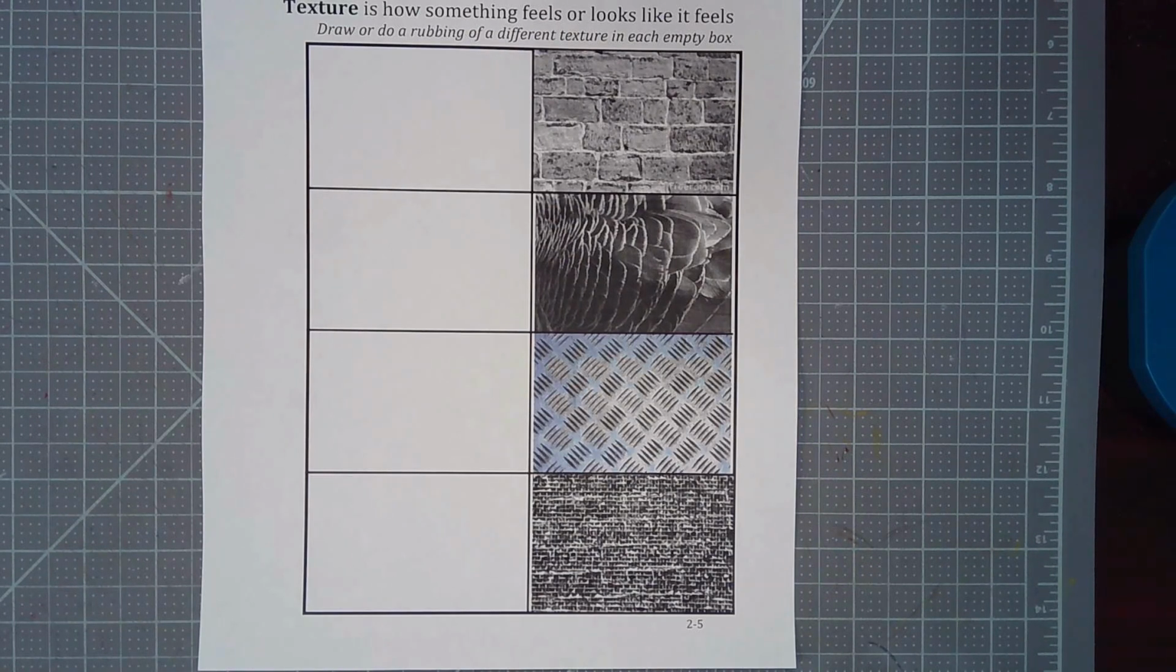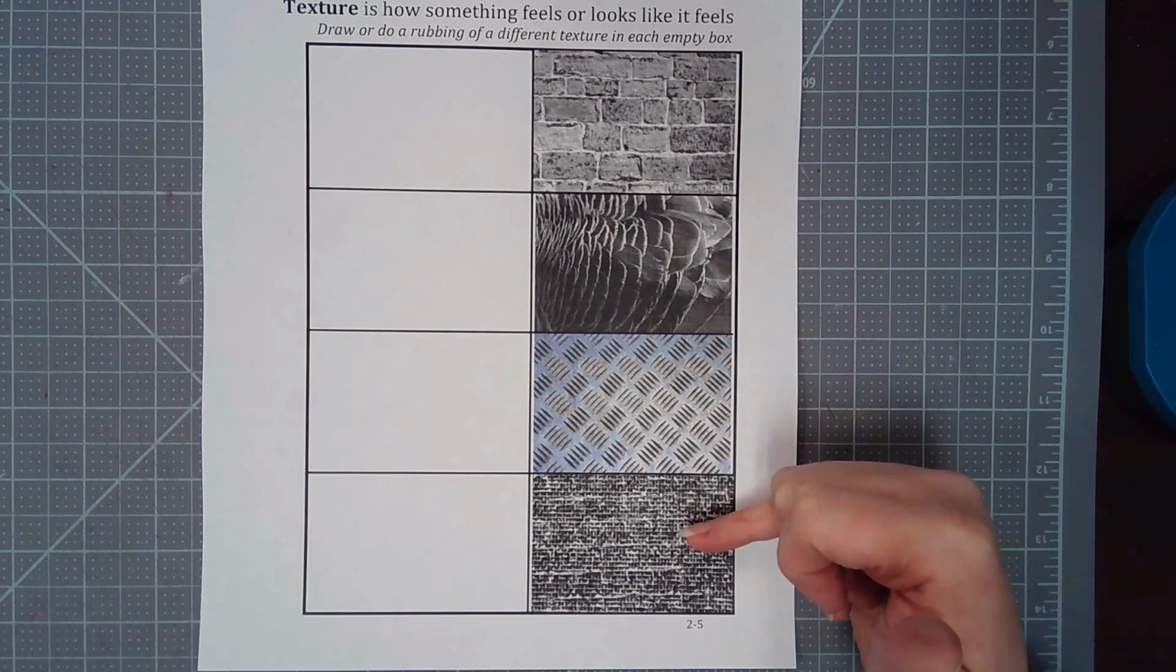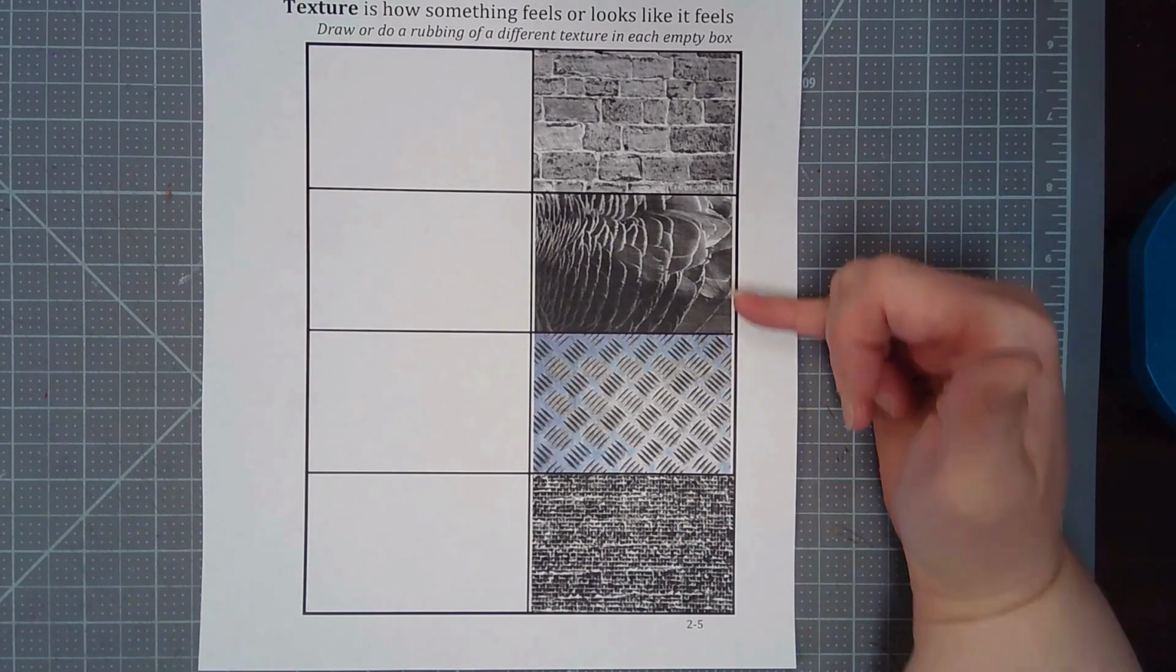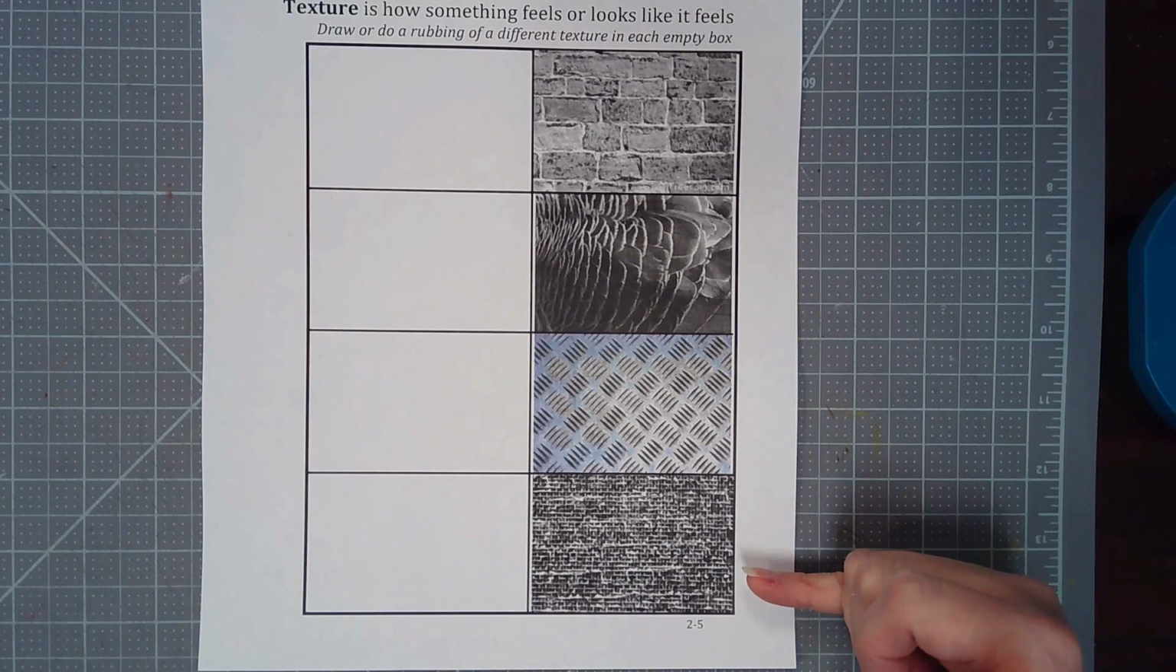To create the illusion of textures on the surface of a paper, we use those two elements and one principle to copy what we're seeing. So here are 4 different textures we're going to go over. One is a brick texture, one is a feather texture, one is kind of like metal diamond plate type of material, and the other one's a cloth burlap like material.